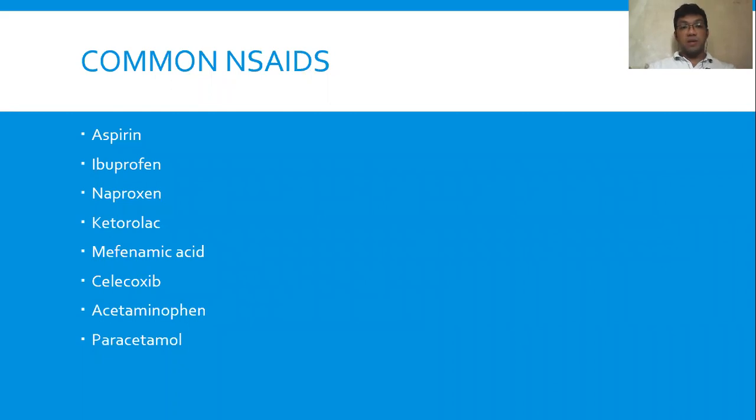Now, the common NSAIDs that we have here would be aspirin, ibuprofen. They're very common. Most of these drugs are over the counter. Ibuprofen, naproxen, ketorolac, mefenamic acid, celecoxib, acetaminophen, and paracetamol. They are mostly over the counter drugs.